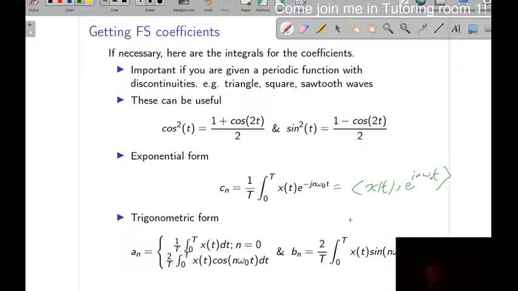Then this is just scaled by 1 over T. So that's going to be your Fourier coefficients for all n. You essentially do one integral if you can. Don't try and split it up into different values of n if possible.